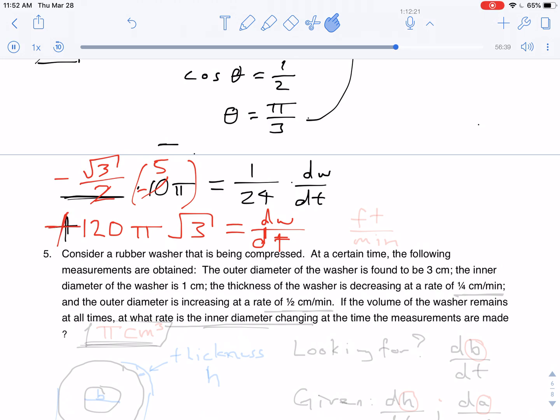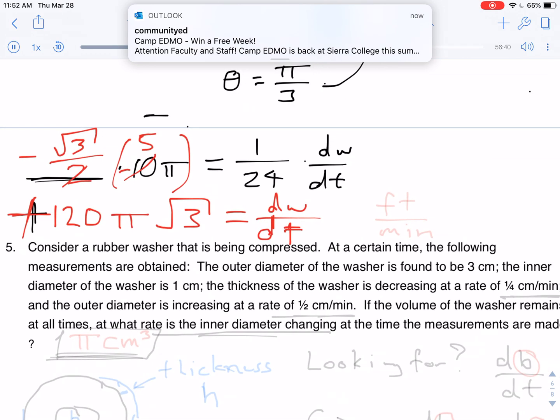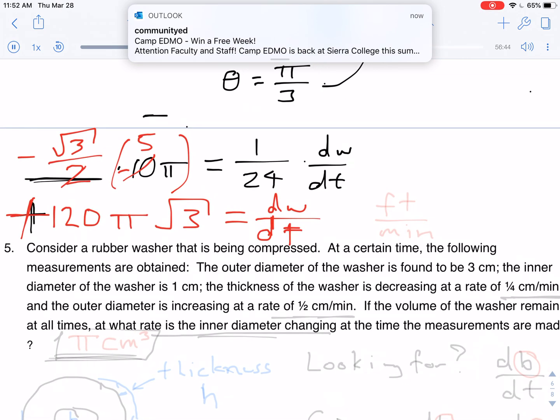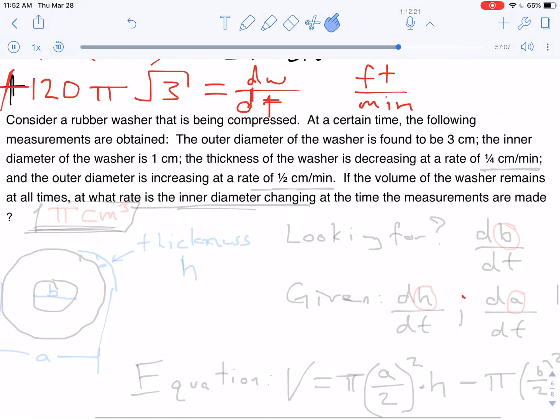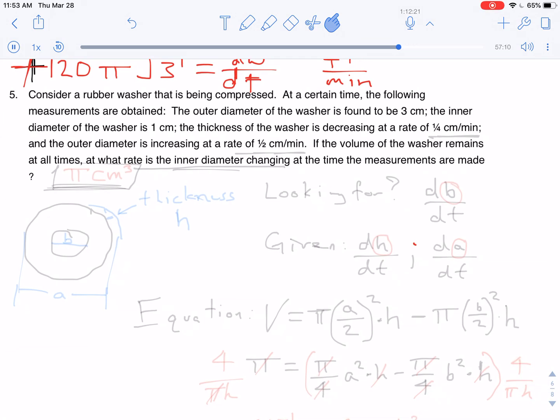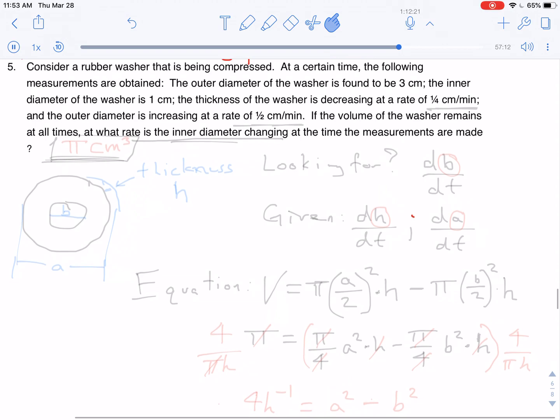So sorry about that. Here we go. So now we can move on. Oh, wait. I didn't talk about the units here. What are the units on this thing we're talking about? So we are talking about dw dt. dw is the width, right? We are talking about feet per minute. Ay, caramba. Feet per minute. All right. So let's move on to the next one.